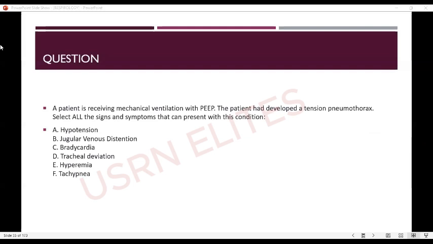And so because the lungs can't expand for oxygen and carbon dioxide to be exchanged, there will be decreased oxygen in the blood, leading to hyperemia and tachypnea. That is why. Thank you.